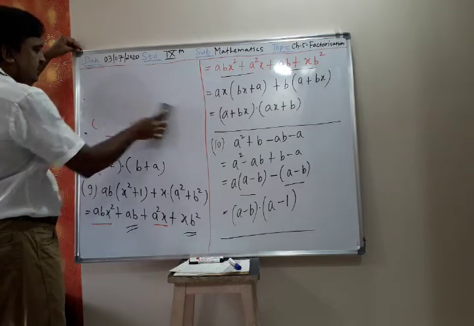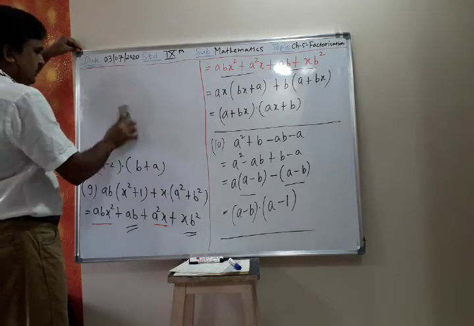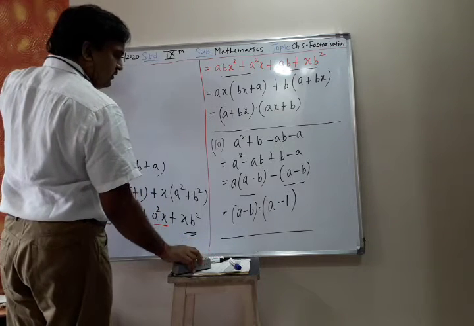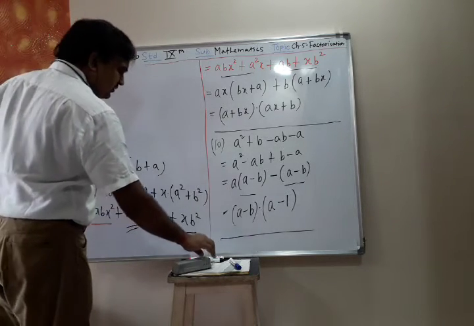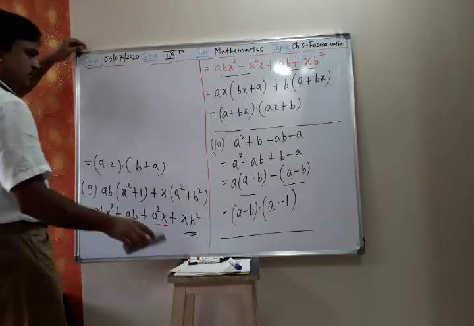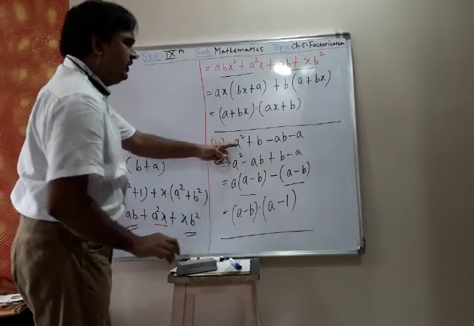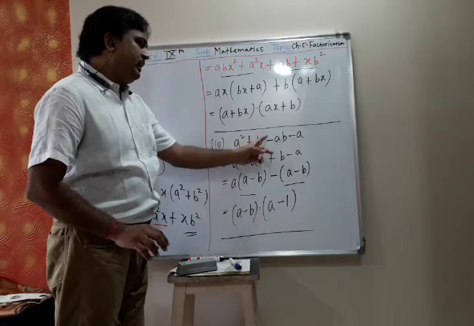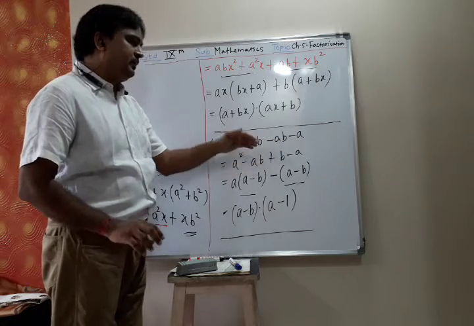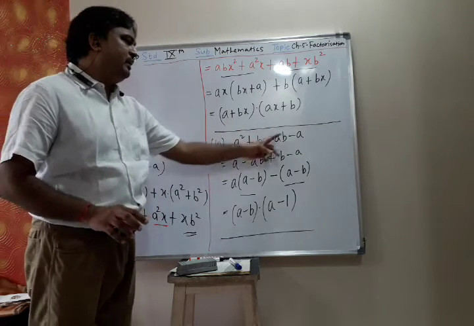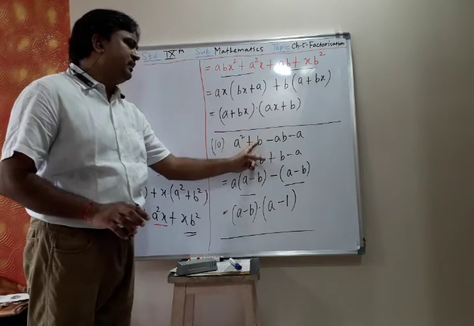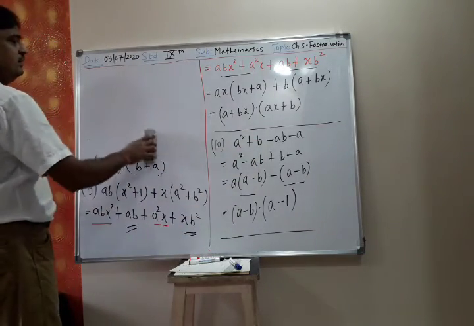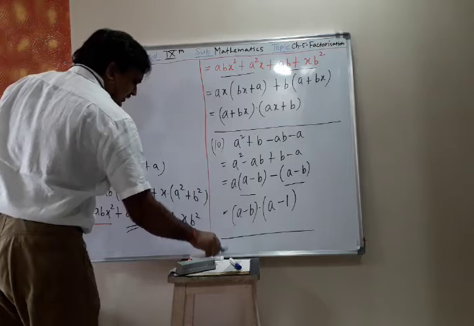Yes, ask. No. How? No. A square and AB, then B, A square and A, B and AB. If you are taking A square and A is common, A minus 1. Second, it will be, yes? That is what I have explained.